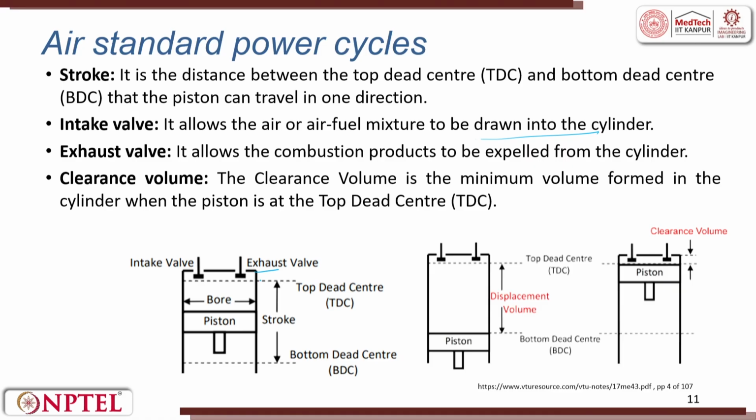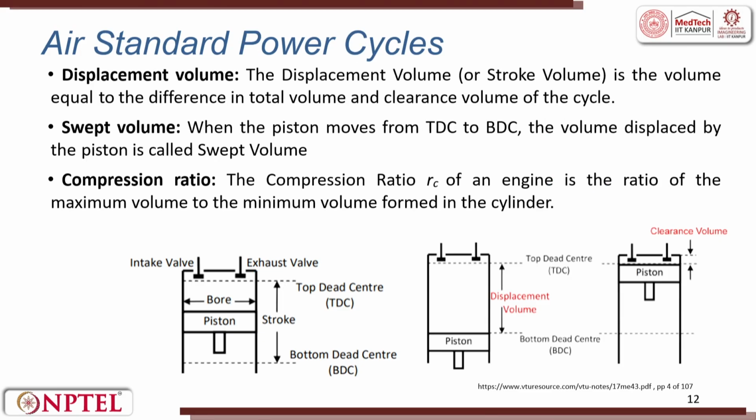Then there is something called the clearance volume. The clearance volume is the minimum volume in the cylinder when the piston is at the topmost position, or top dead center. The displacement volume is the volume between TDC and BDC, equal to the difference between the total volume and the clearance volume. Swept volume is the volume covered by the piston moving from TDC to BDC or BDC to TDC.